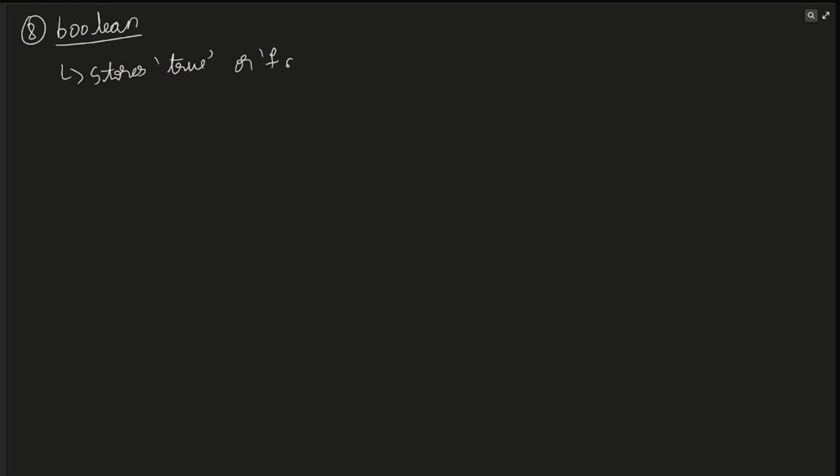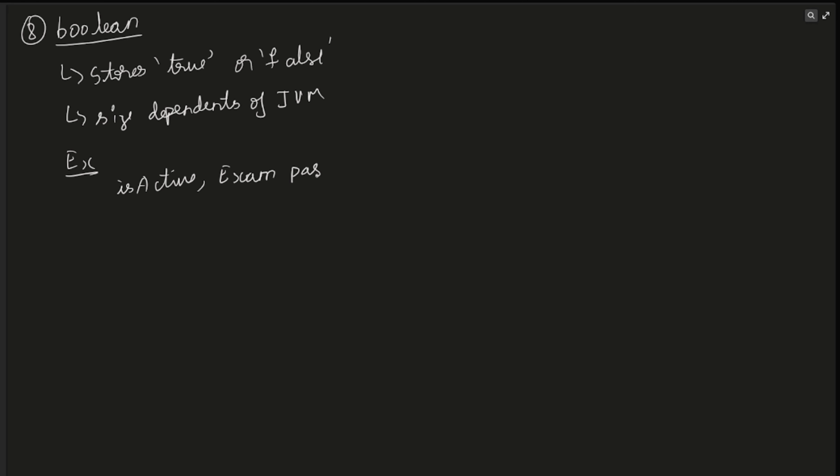The last primitive data type we have is Boolean, which stores true or false. Size of Boolean data type depends on the JVM, but conceptually it takes 1 bit. Examples of Boolean data type could be is active, whether the person is active or not, whether the student passed the exam or not, and so on.